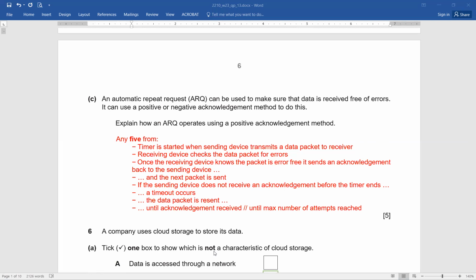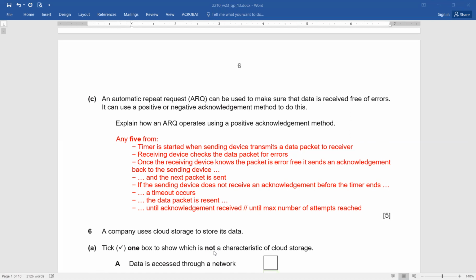So if you have actually understood the whole process, you've identified that you need to answer only for positive acknowledgement, you will definitely be able to score, isn't it? Now, let's see what are the points that they want the students to answer. Timer is started when a sending device transmits a data packet to the receiver.